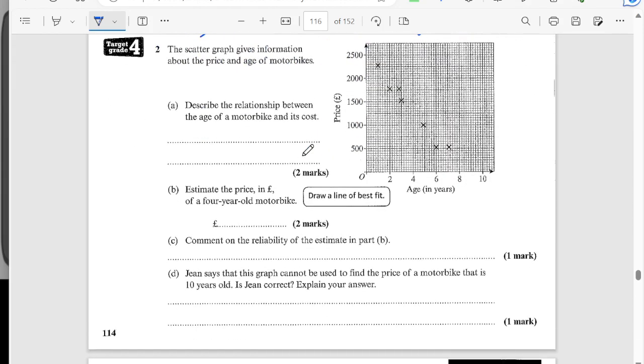Okay, question 2. This scatter graph gives information about the price and age of motorcycles. Describe the relationship between the age of the motorcycle and its cost. So if our line of best fit here, we're not going to draw it just yet, but it would be a negative gradient, so it would have a negative correlation.